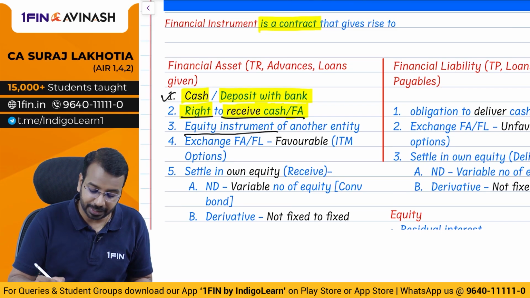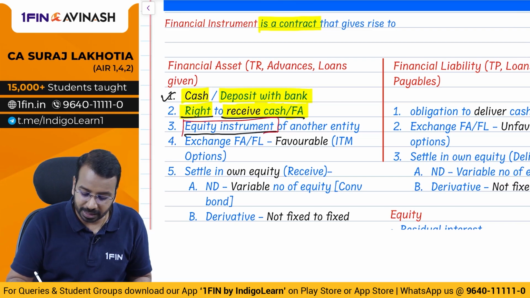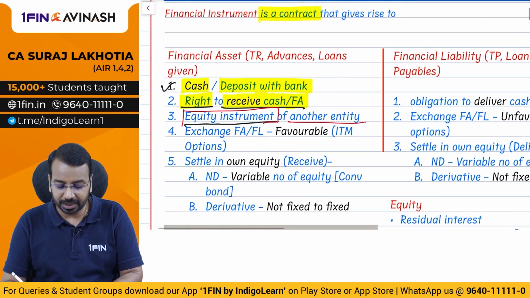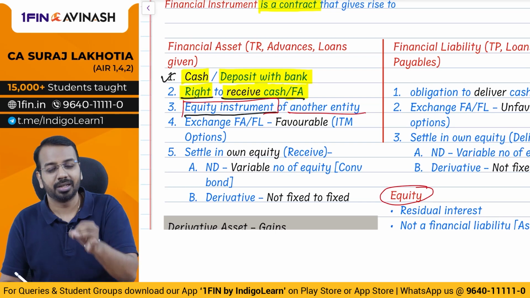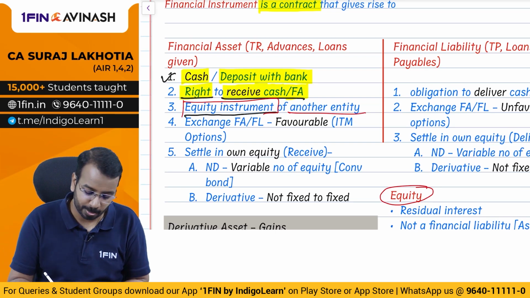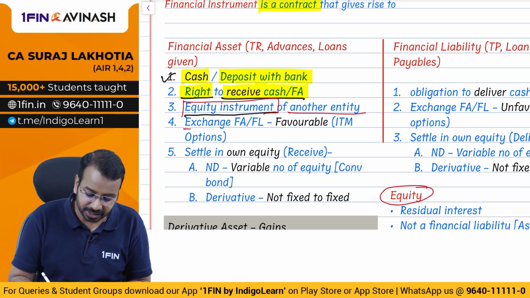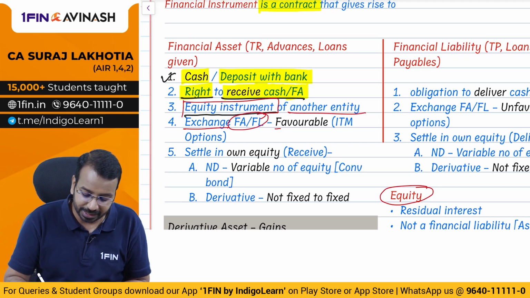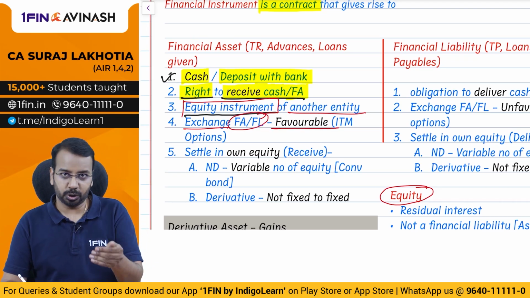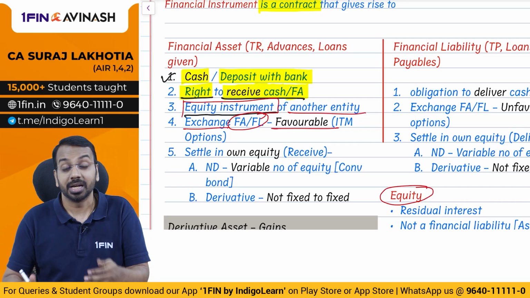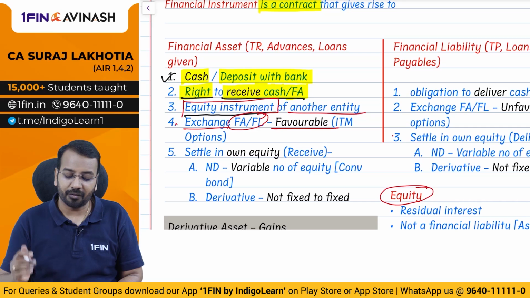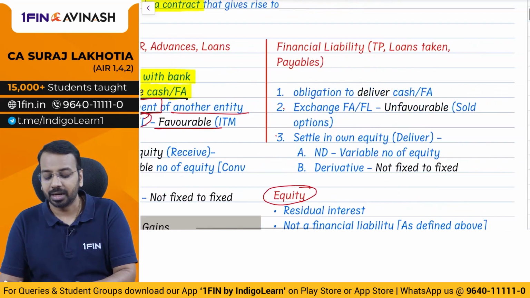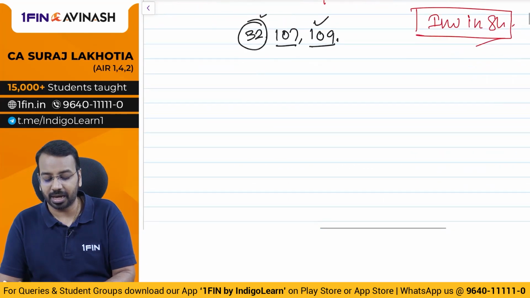Then, third component is any equity instrument of another entity. Now, equity, we will again understand it separately. So, if I have invested, a simple example, in equity shares of Infosys, it is a financial asset. Then, if there are exchanges of financial assets and financial liability in favorable situation or in favorable terms. Now, this we need to understand with an example. We will understand both for asset as well as financial liability side. Okay. Now, what is the meaning of exchange financial asset and financial liability?